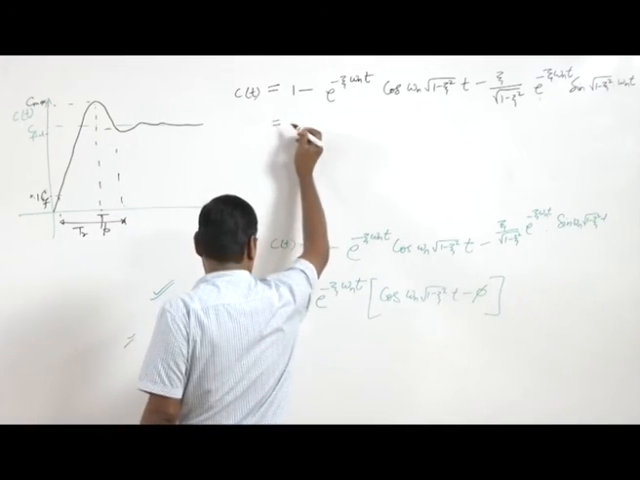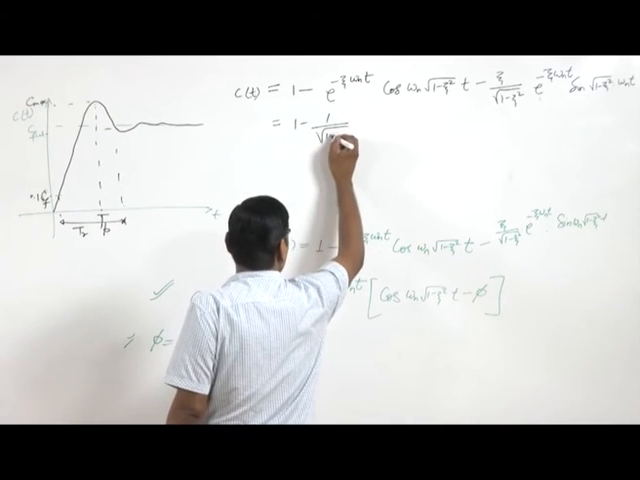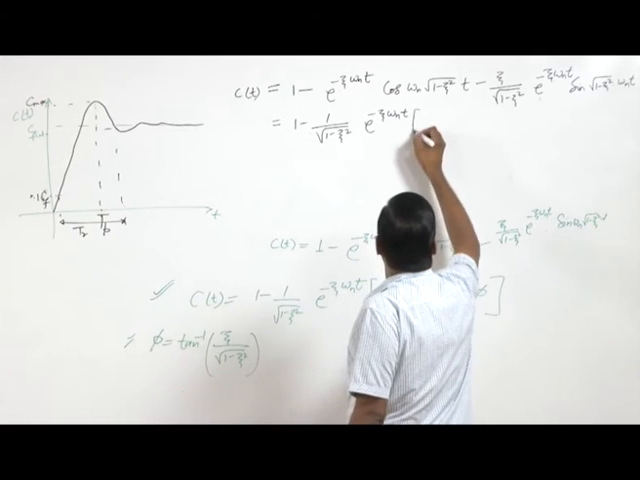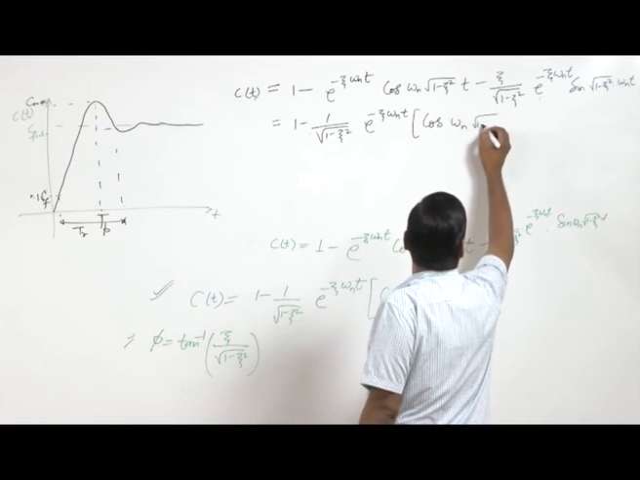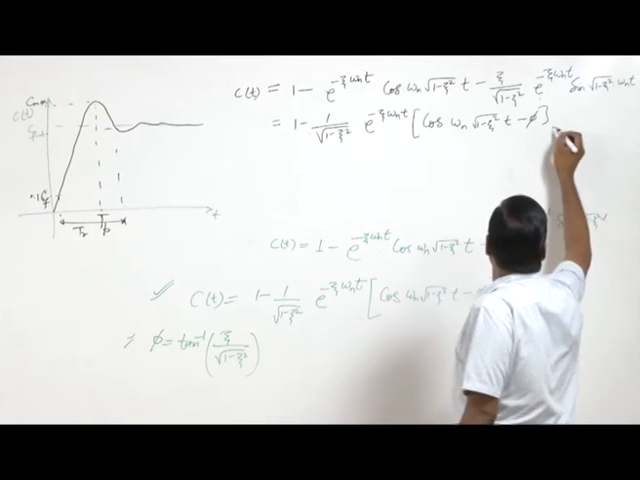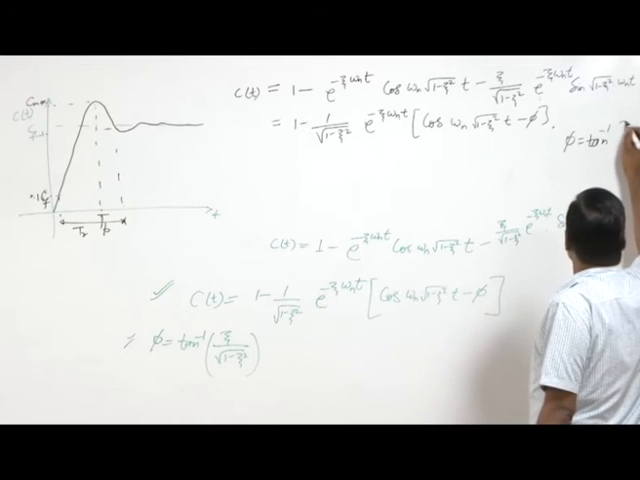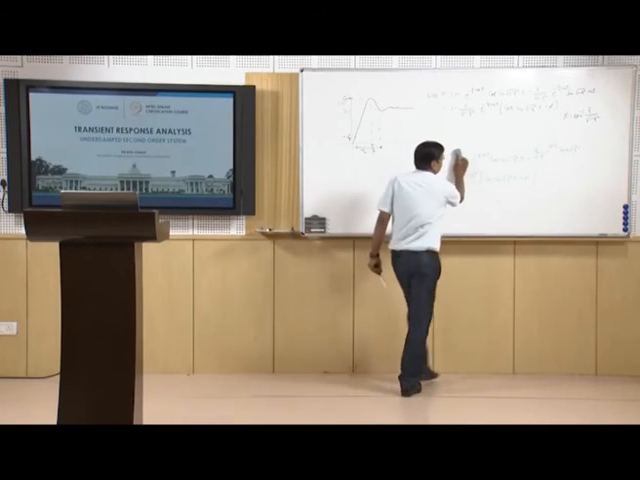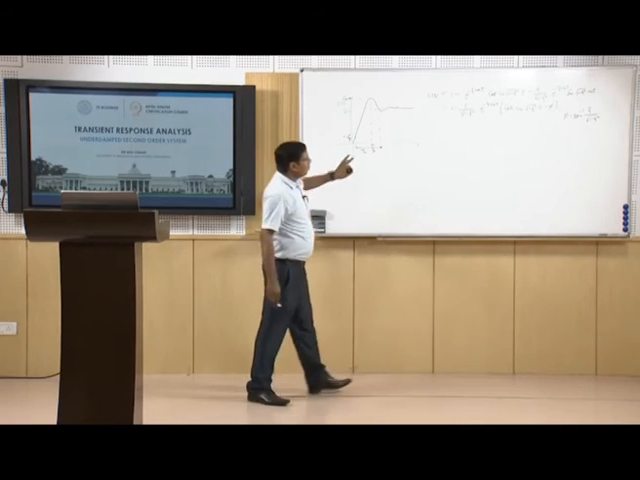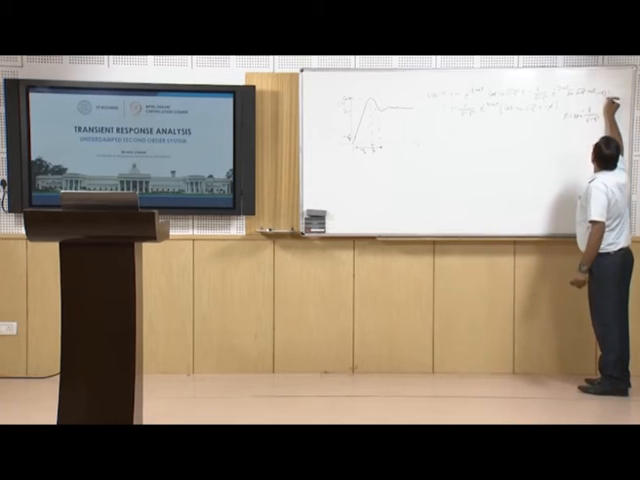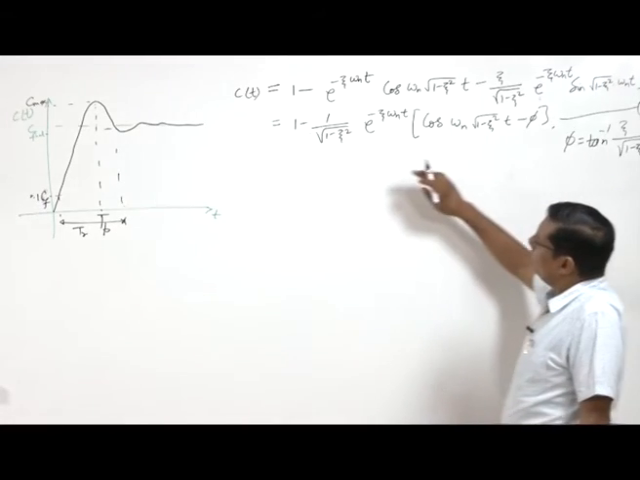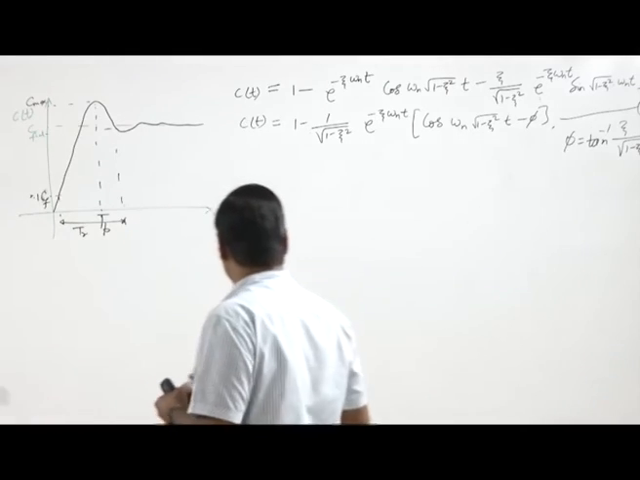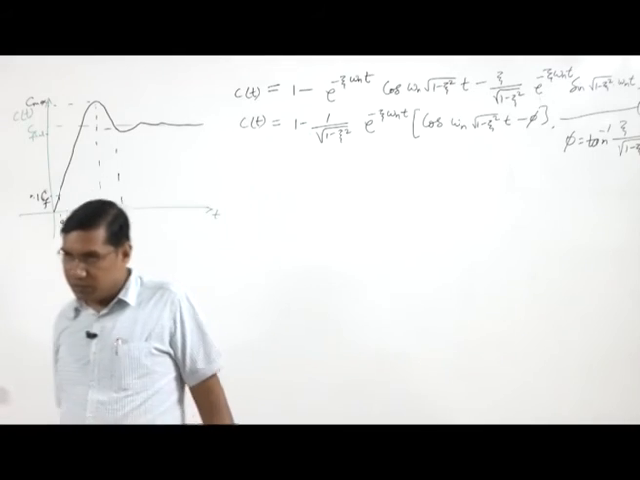and this is equal to 1 minus 1 by root 1 minus zeta square e power minus zeta omega n t cos omega n root 1 minus zeta square t minus phi, where phi is tan inverse zeta upon root 1 minus zeta square. So this is the expression, and we will use this. Let us say this is equation number 1 and this is equation number 2. So if we want to know the peak time of this response, because this is the response and it is represented by this curve.